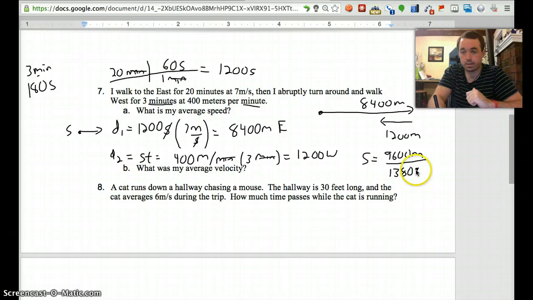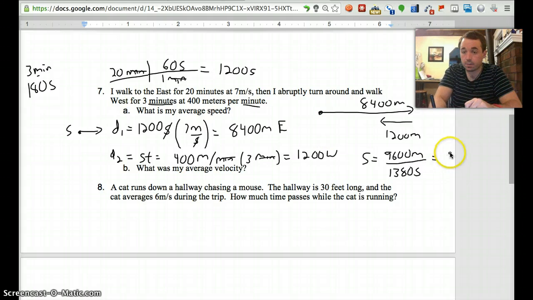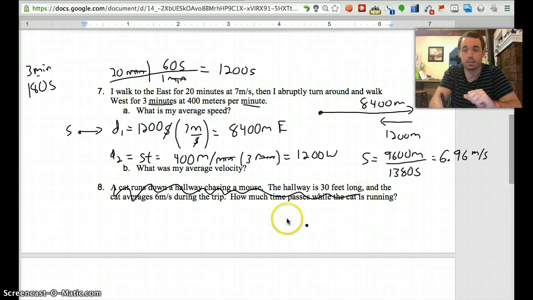So 1,380 seconds, which gives me a speed of 9,600 over 1,380. Gives me an average speed of 6.96 meters per second. And my average velocity, ignore this, I'll come back in a second.